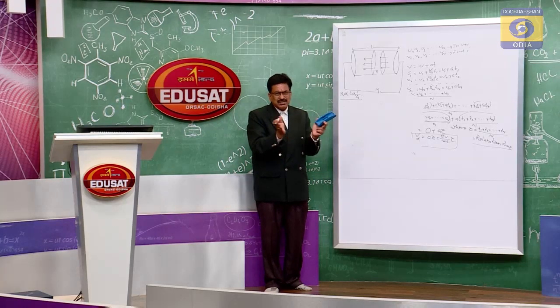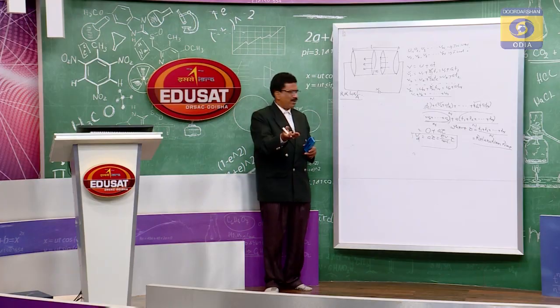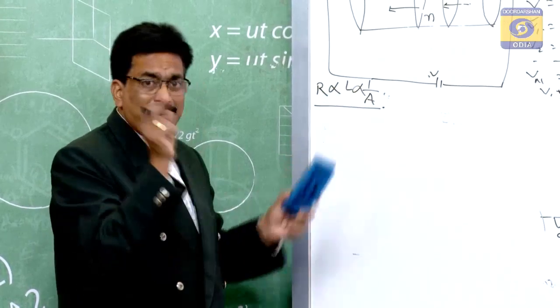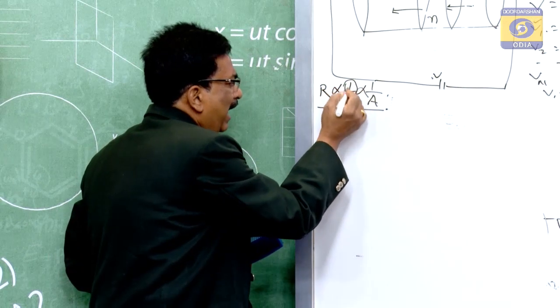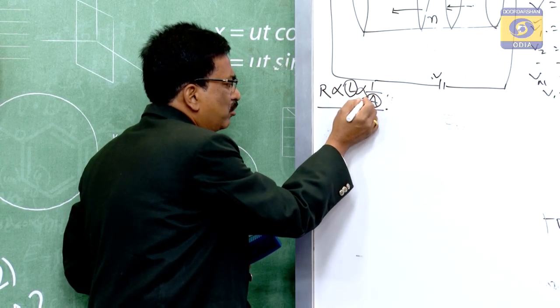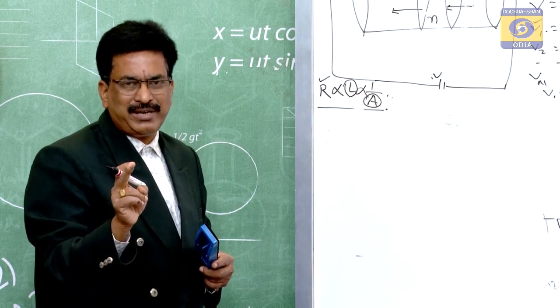Therefore, the size will vary according to what the person wants to make. So if the temperature does not remain constant, the length will vary, the area will also vary, so the resistance will vary. Do you understand, my dear students?